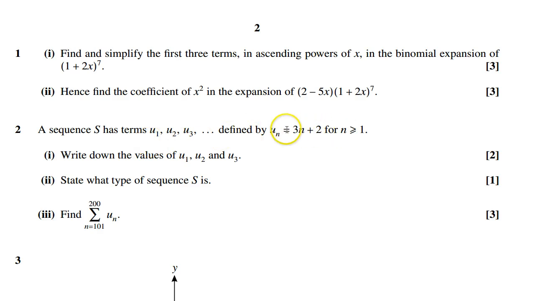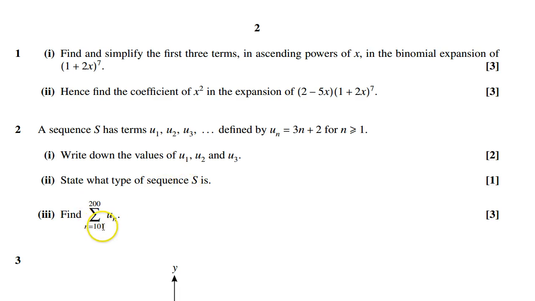We've got this definition here for these terms in the sequence. Write down those values, that's nice and easy. What type of sequence it is, we're adding on 2 to each subsequent term. The first term u1 will be 5, then u2 will be 8. So you're adding on 3 each time, aren't you? So we can see we're adding on, so it's an arithmetic progression.